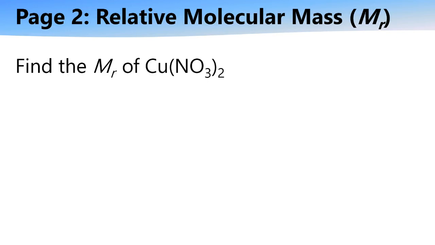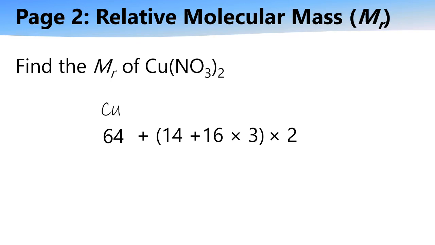Next example, find the MR of Cu(NO3)2. When there's brackets, what do we do? Same thing, we will use the formula to help us. So copper is 64 plus bracket 14 plus 16 times 3. That refers to the NO3, and since there's 2 of them, I multiply by 2.